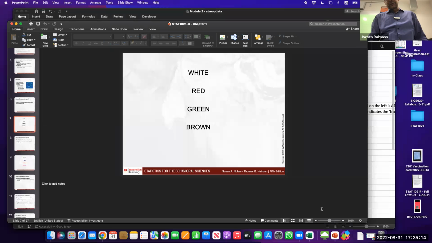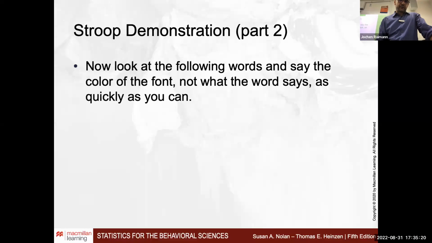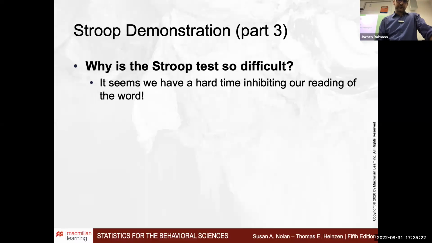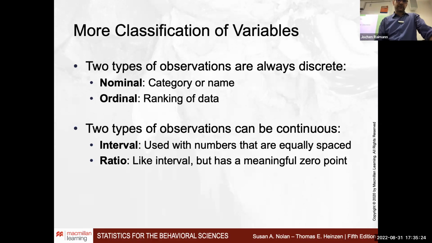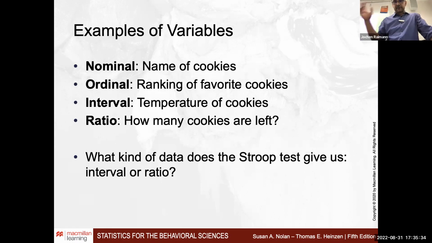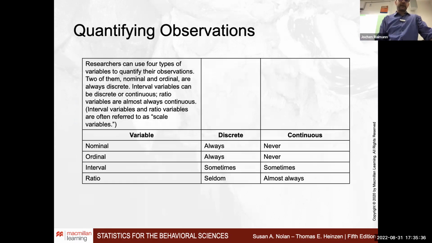All right, so now we're moving on from the Stroop test. We talked about this. A ratio is like interval, but has a meaningful zero point, which is the lack of cookies. Ordinal, that's the cookie example. Then we have quantifications.